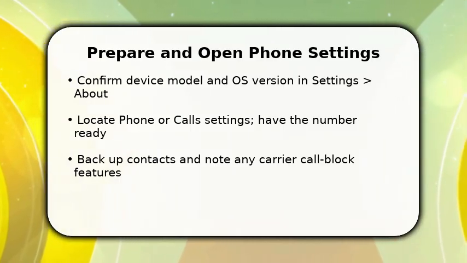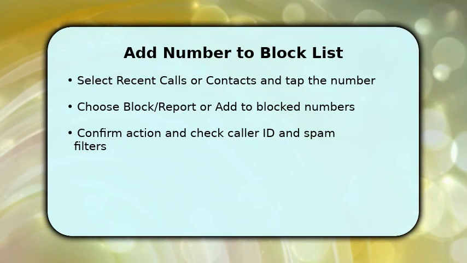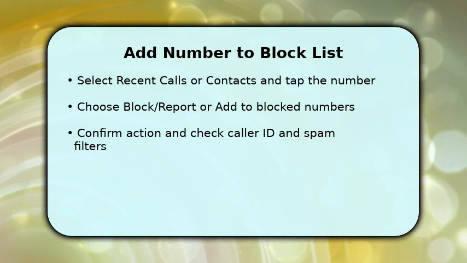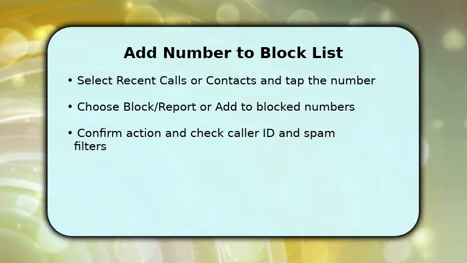Don't skip verifying your OS and backing up contacts in case you alter settings. You will find the number in Recents or Contacts, tap its entry, and choose Block or Add to blocked numbers. That single tap prevents future rings.